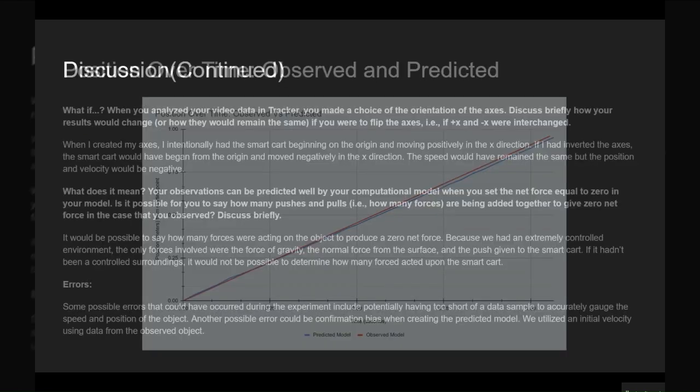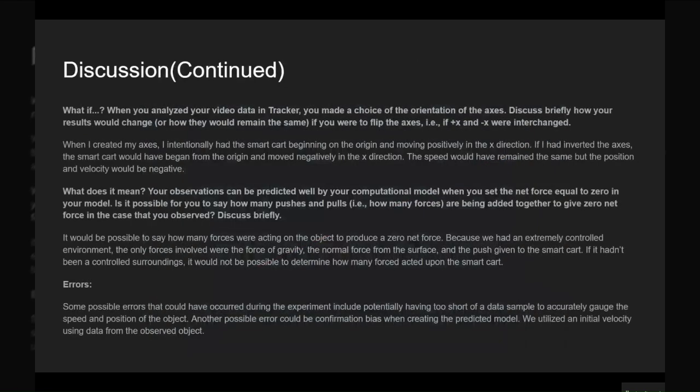So discussion. When I created my axis, I had intentionally had the smart cart beginning on the origin and moving positively in the x direction. If I had inverted the axis, the smart cart would have begun from the origin and moved negatively in the x direction. The speed would remain the same because speed is simply distance over time and does not account for negative or positive, but the position and velocity would have been switched to negative.